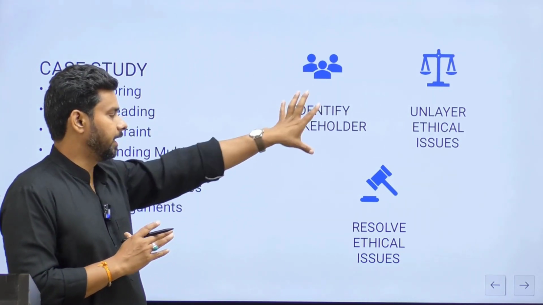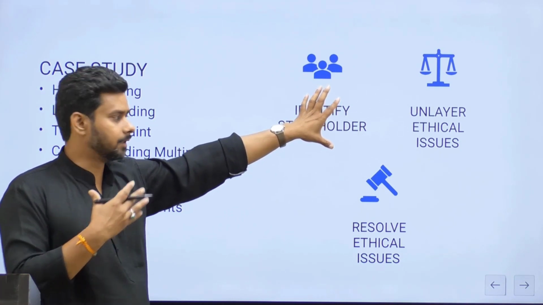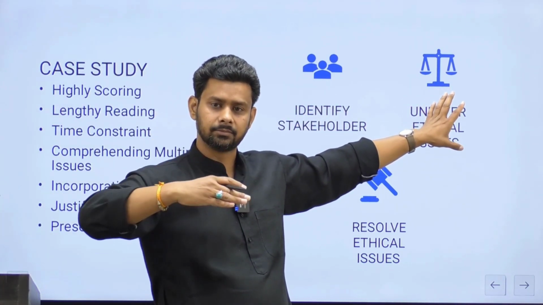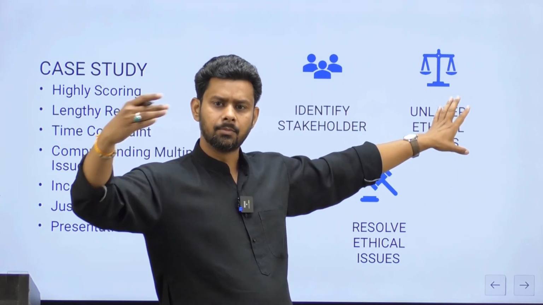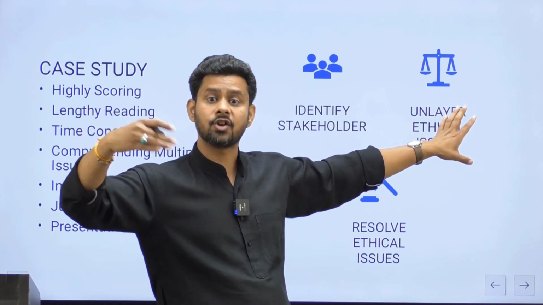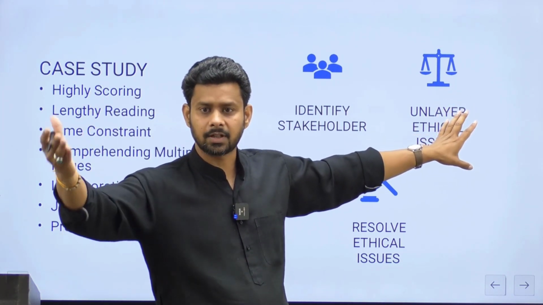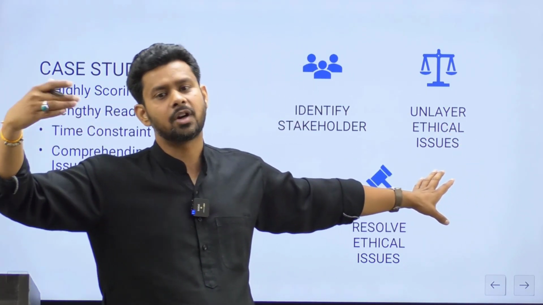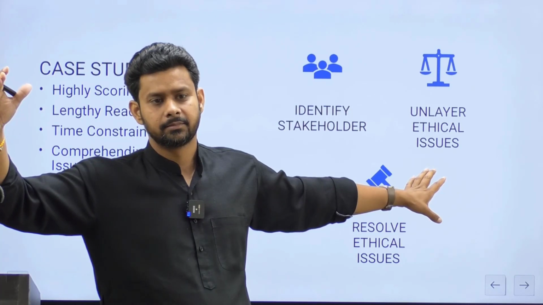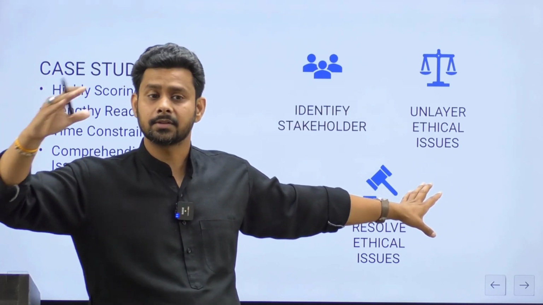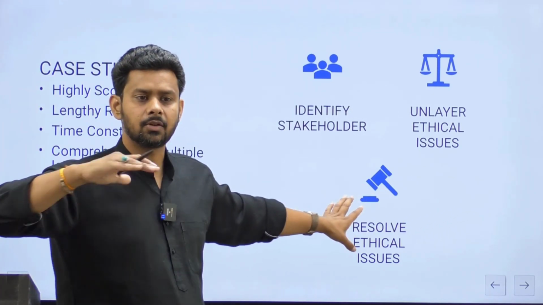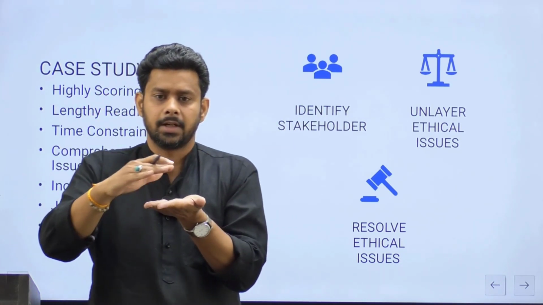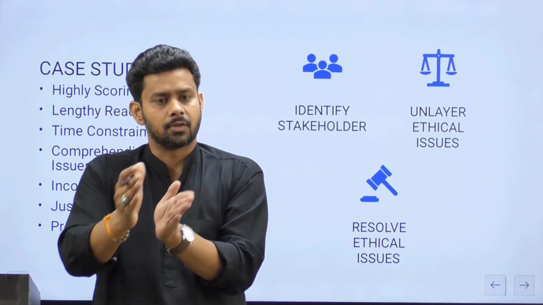So now I have to identify stakeholders, then I have to unlayer all the ethical issues. What ethical issues could be there? Rule of law, social morality, maybe lack of awareness, lack of understanding, lack of power to express. If someone in that particular case study is coming from the weaker section, they do not have adequate ways to express. So this is also an ethical issue. They are not getting a voice. Anyway, then one by one we will resolve the ethical issues, and how, that we will see when we solve.